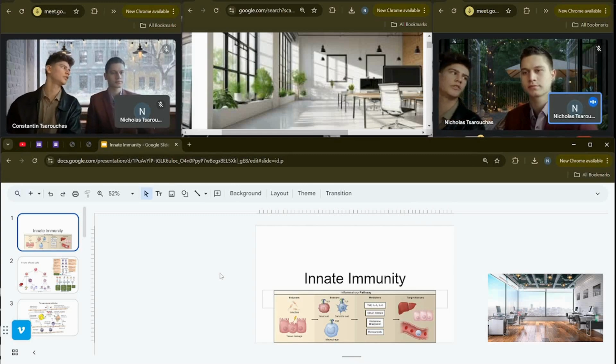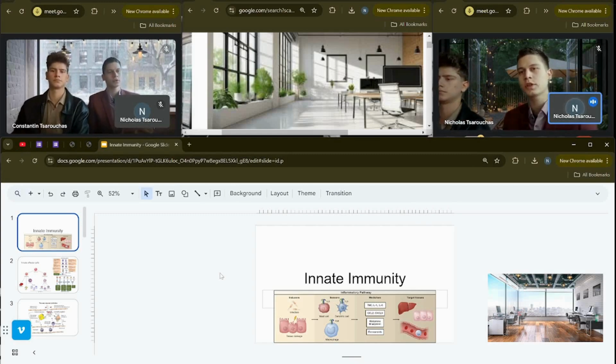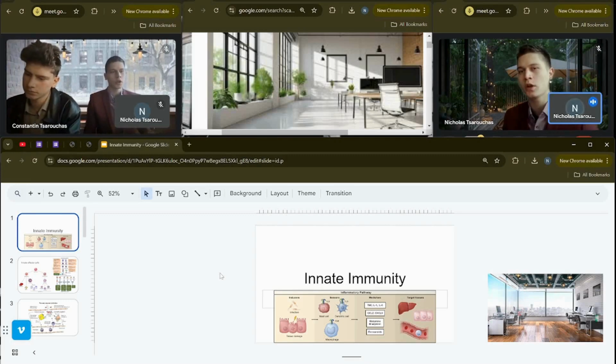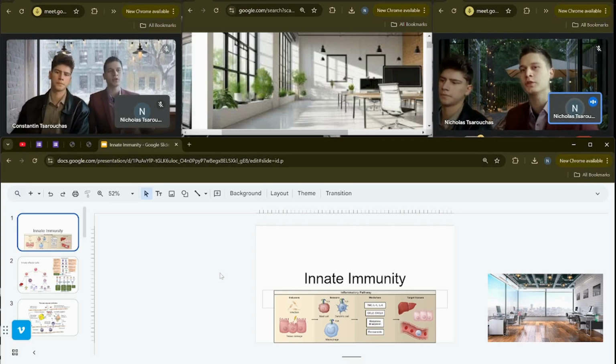Now, what is the difference? The difference comes in the specificity of the responses. The innate response is non-specific for a wide variety of pathogens, whereas the adaptive immune system is specific for a certain type of pathogen, really focusing on the specific antigen on the pathogenic surface.